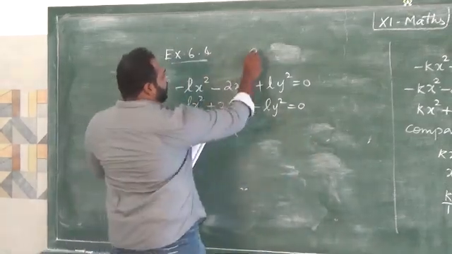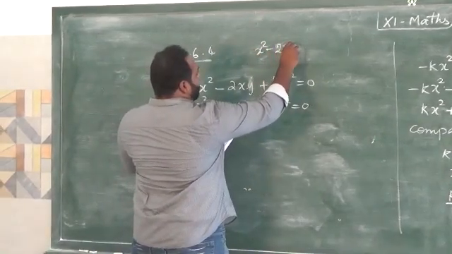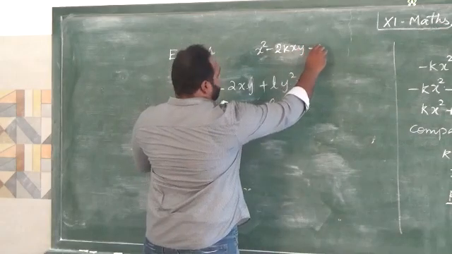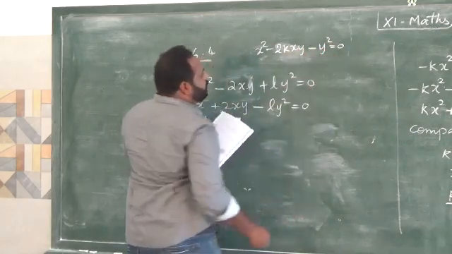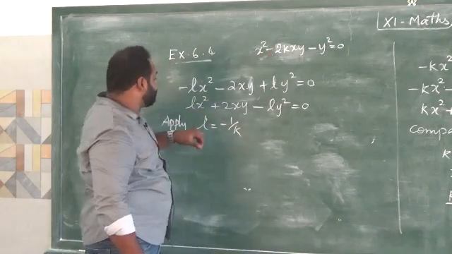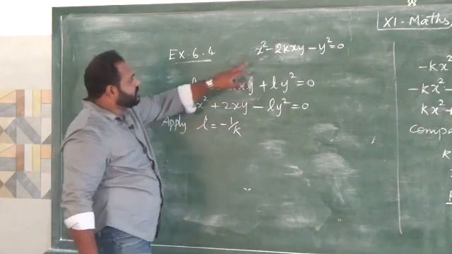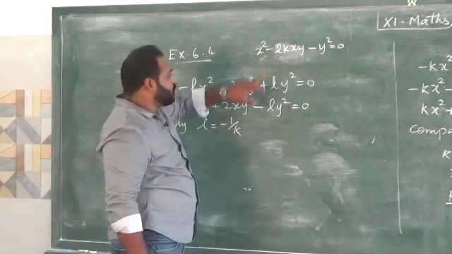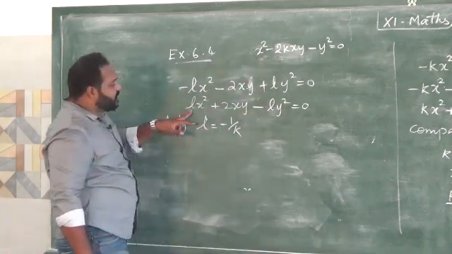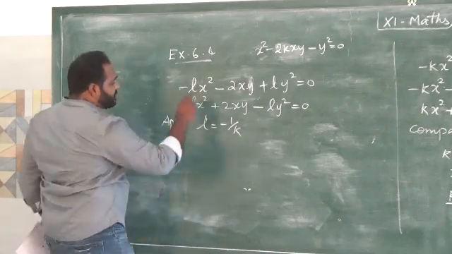Once again I write the question here: x square minus 2kxy minus y square equal to 0. So we are going to bring this equation as the answer. Here there is no L value, so I just want to remove the L value, so I am going to apply L equal to minus 1 by k in this equation.